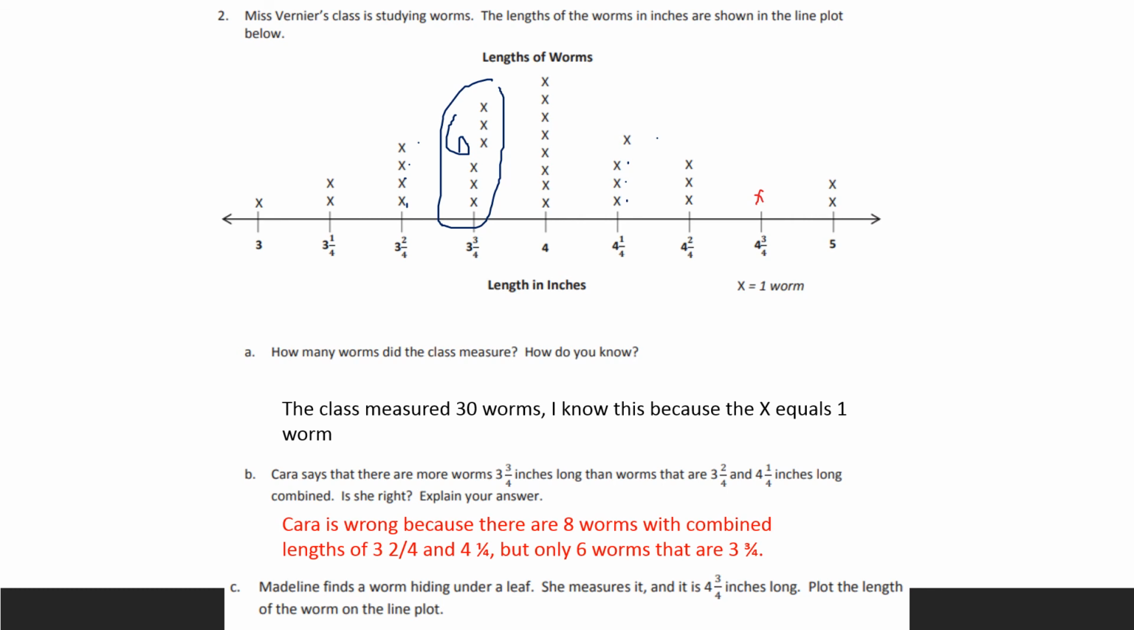And finally, for this last one, Madeline finds a worm hiding under a leaf. She measures it. It's 4 3/4 inches long. Plot. So you can see I just put another little red X right over there. So good. Now that was actually the last problem for this lesson. As you could tell, they were about reading graphs, and that's what we're going to be continuing to do.